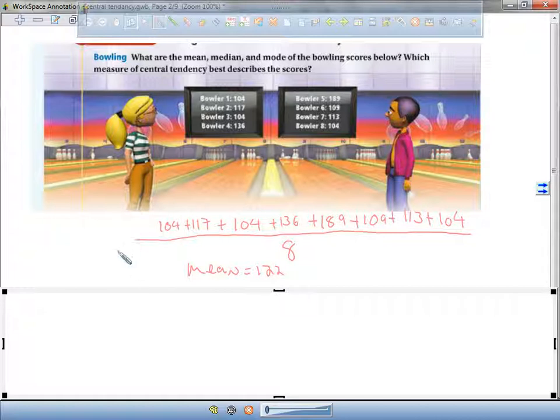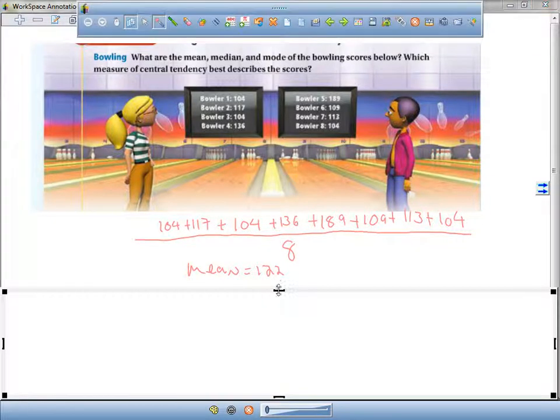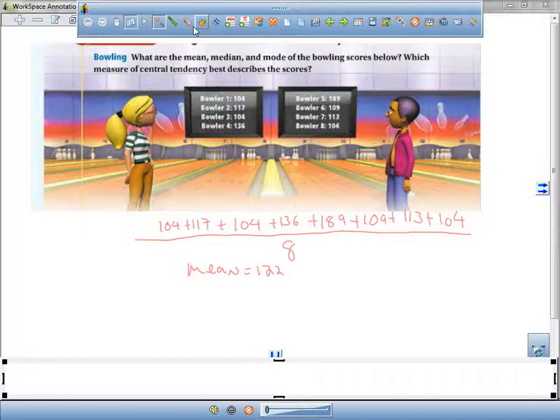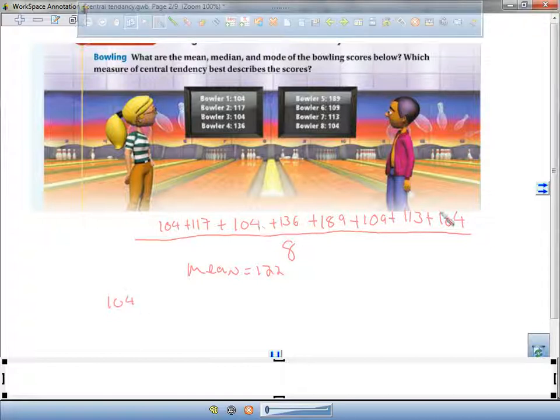Okay, let's figure out the median. The median, I'm going to find the middle. So I'm going to list from smallest to biggest. And if there's a repeat, I have to repeat it. 104, 104. So I've used all my 104s, right? Then what comes next? 109. What's next? 113, right? And 117.